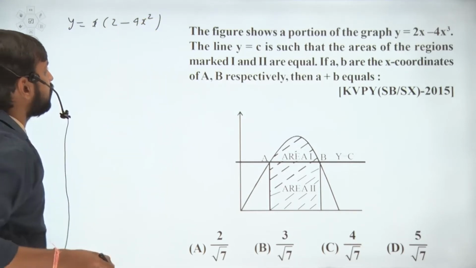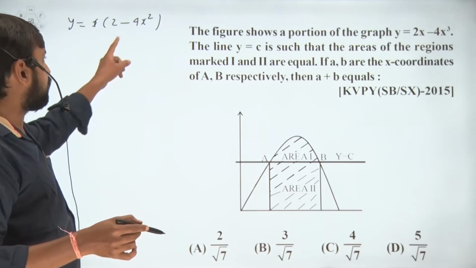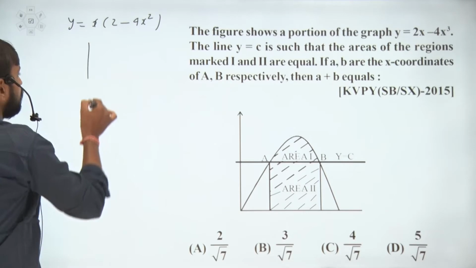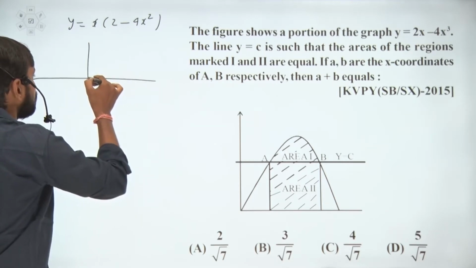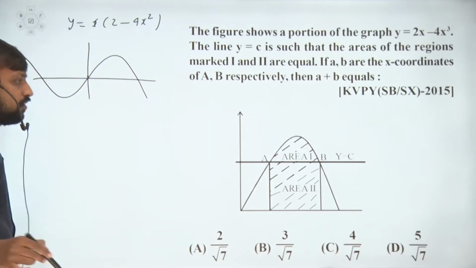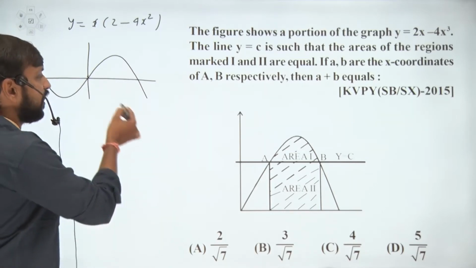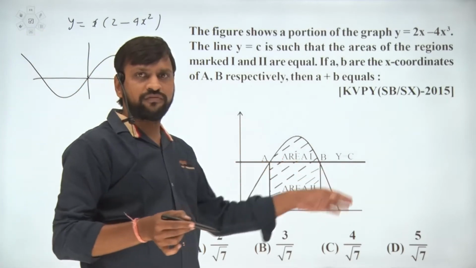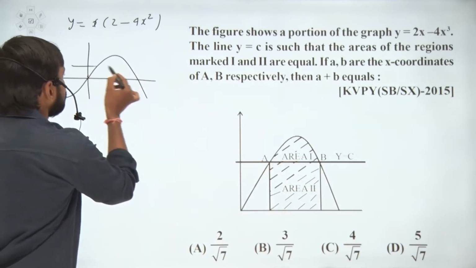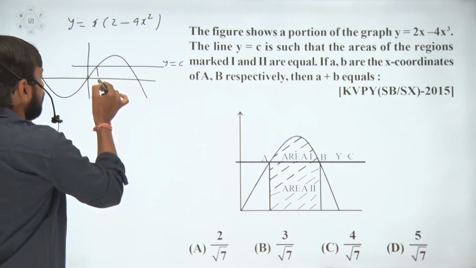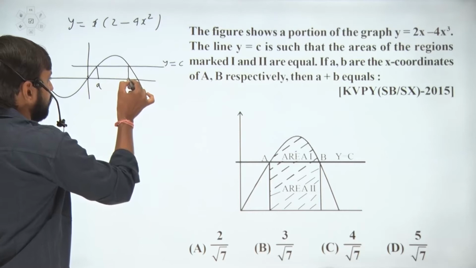So from here we will get x is 0, x is 1 by root 2 and x is minus 1 by root 2. So if we make the graph, then our actual graph will be like that. Now what the question is saying: a line y equal to c cuts that graph at points a and b. Let us suppose that line is y equal to c. Now that is point a and that is point b.